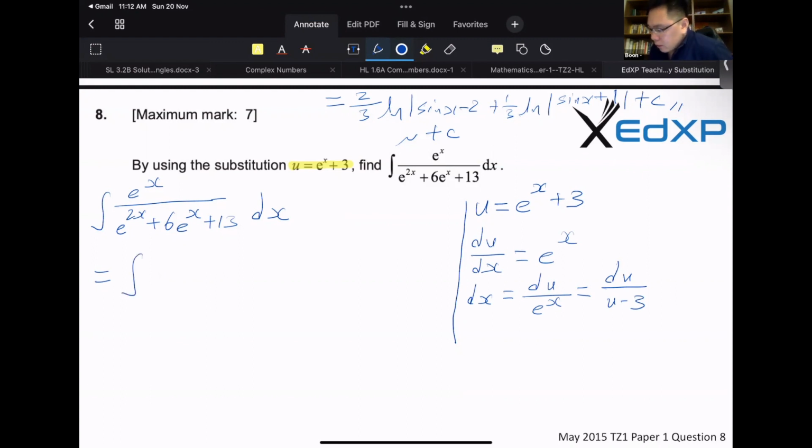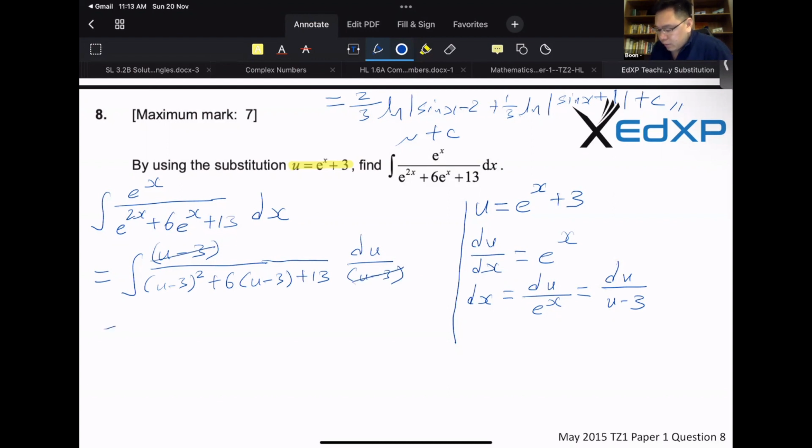Okay, so substitution: e to the x becomes u minus 3. And at the bottom, e to the 2x is actually (u minus 3) squared. By the way, e to the 2x is e to the x all squared. So we're squaring u minus 3, plus 6 times (u minus 3), plus 13. dx I will replace with my substitution, du over (u minus 3). And we see over here very nicely, u minus 3 cancels out, and we are left with 1 on top.